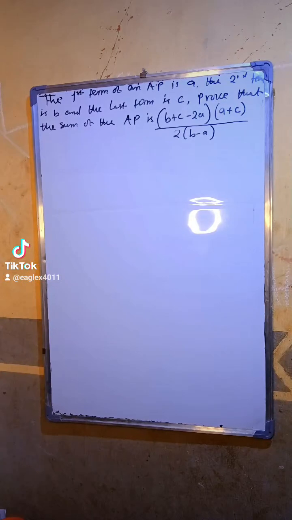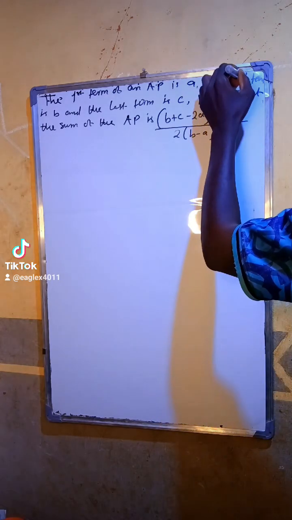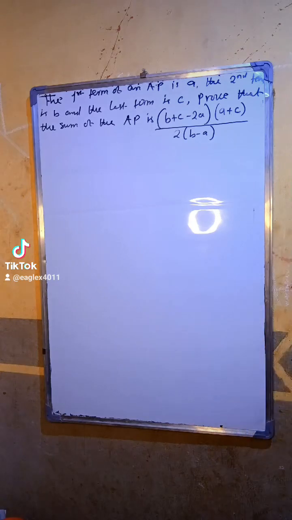Okay, I think this is the last question, for the very person that sent me all these questions. The first term of an arithmetic progression is A, the second term is B, and the last term is C. Prove that the sum of the AP is this much.